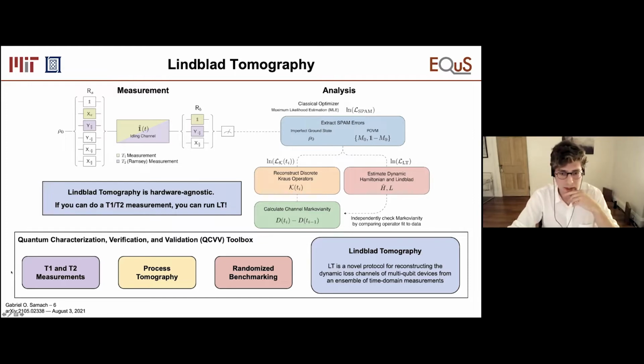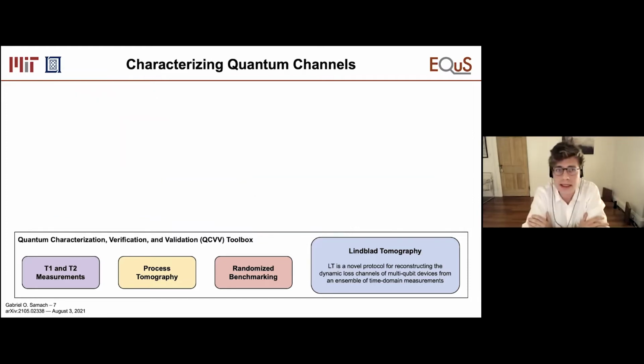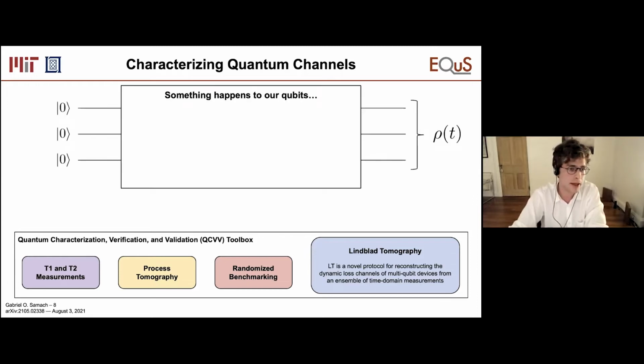Okay, so to start off, when we think about this toolbox of techniques, what do they all have in common? Well, one way I'd say it is that they're all techniques for characterizing quantum channels. And when I talk about a quantum channel, the kind of cartoon I have in my mind is that we have some set of qubits on the left. Something happens to them, and at some later time, we have a new quantum state.